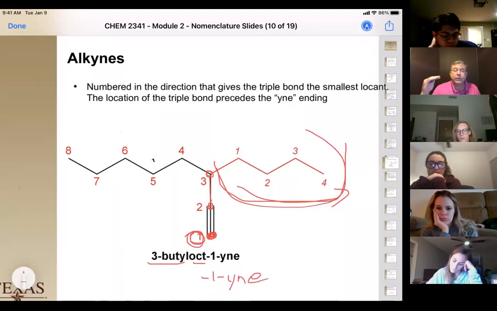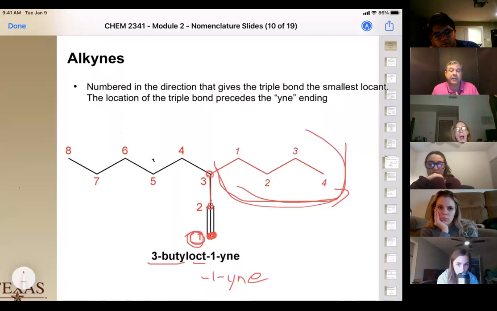So we're using all the same rules. We're just figuring out what the functional group is, and the functional group tells us what that last part of the word is. The infix and the suffix have everything to do with the functional group.